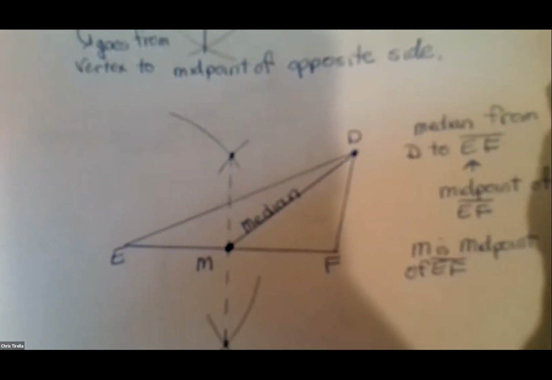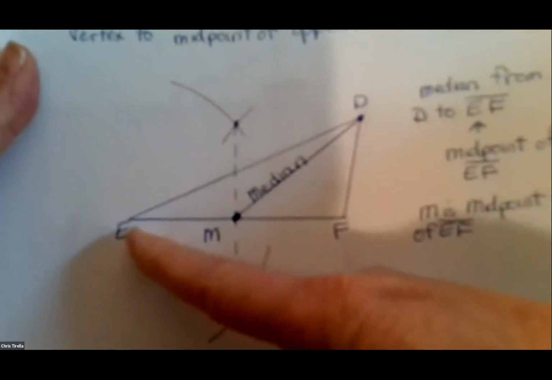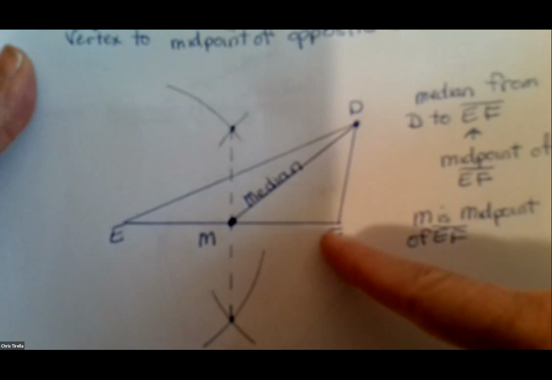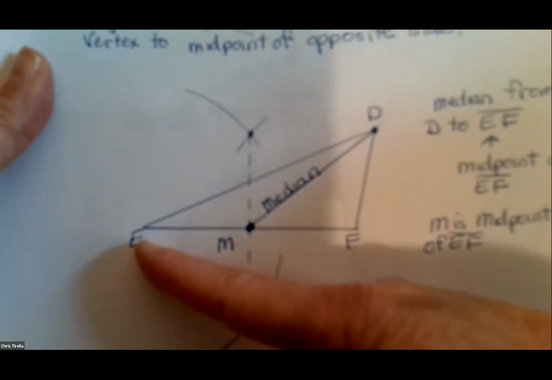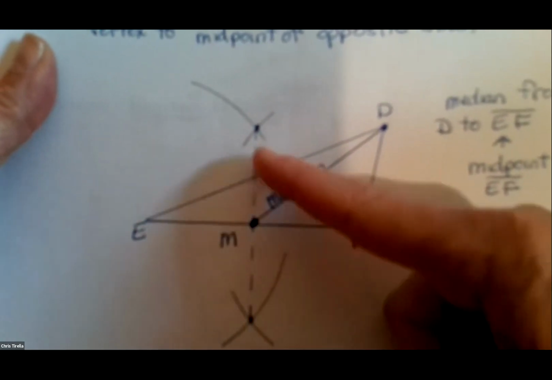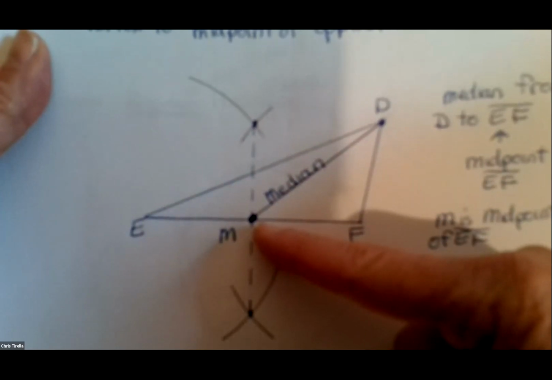For just a second, I want you to pretend nothing's in the picture except side EF. I want to find the midpoint of side EF. So from E, I'll swing the arc above and below. Then from F, with that same radius, I'll swing the arc above and below. When I connect them, I get the perpendicular bisector. You notice when I connected them, I didn't do a solid line, I did a dotted line, because the only part of that construction that I want is this midpoint.